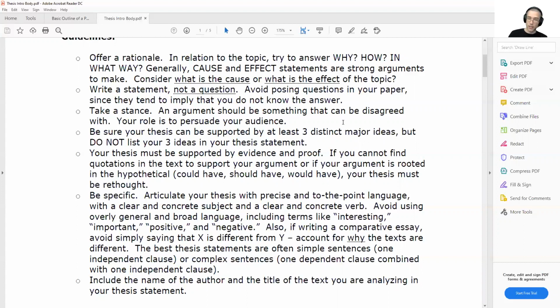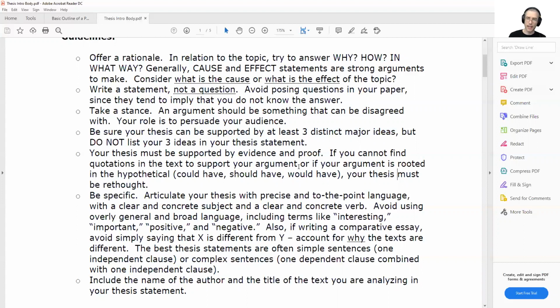Now, your thesis should be supported by three distinct major ideas. There should be three things, three core insights or observations that you can discuss from the story that you're reading or the story that you're discussing, that you can use to support that thesis.